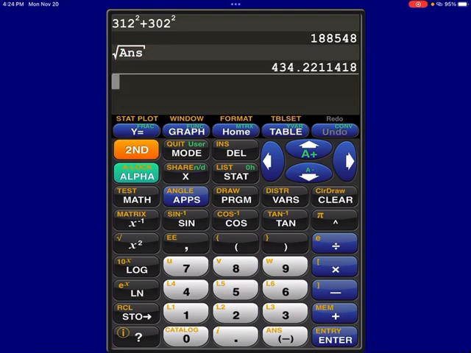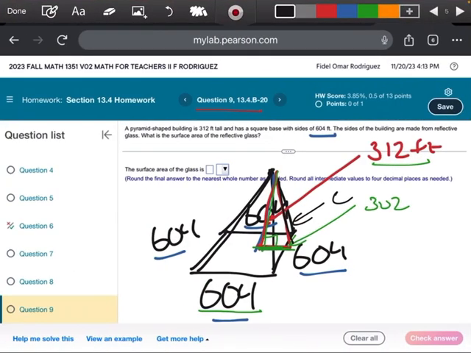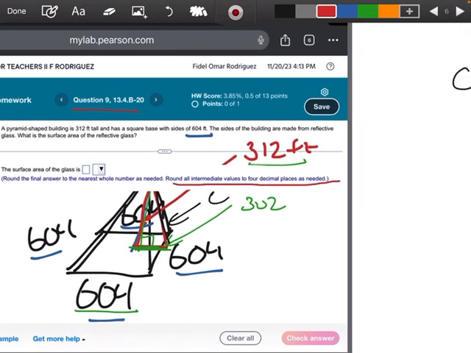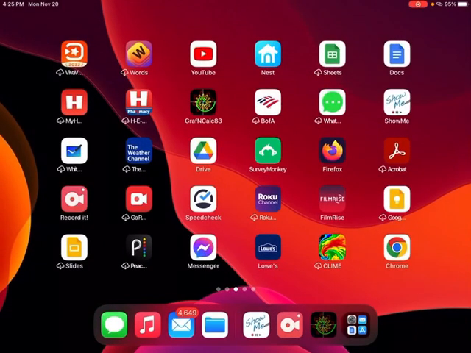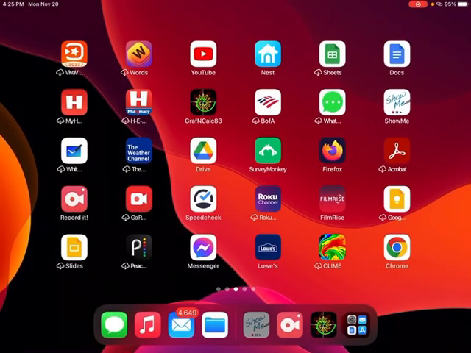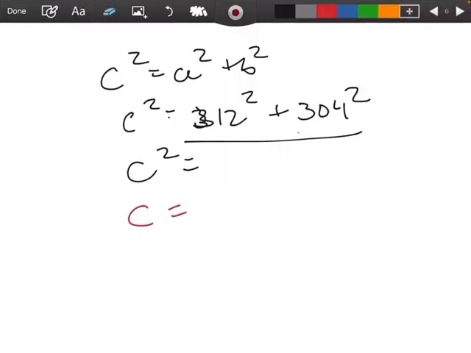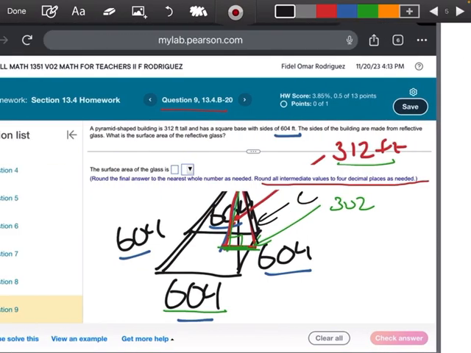Okay, so y'all, I'm coming up with 434 and all that change there. So it's 434 point, and I want to bring this up here, y'all. In the problem here, and just so you can kind of see what I'm talking about, right here it says round all intermediate values to 4 decimal places. So what they're asking me to do here is write 434.2211. So they want me to go to 4 decimal places at this point, okay?